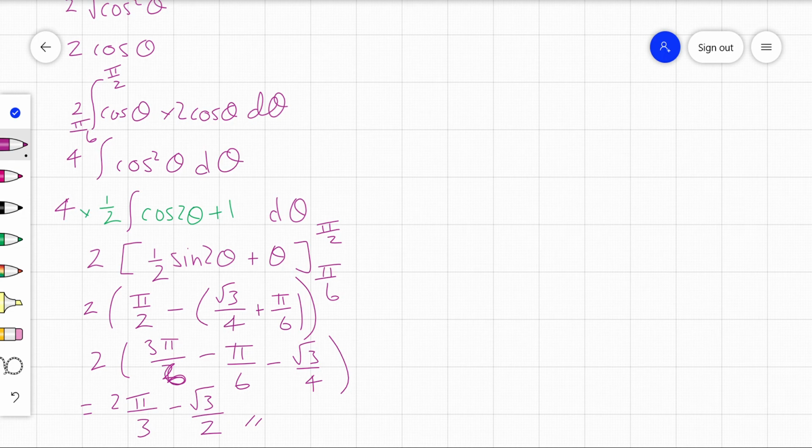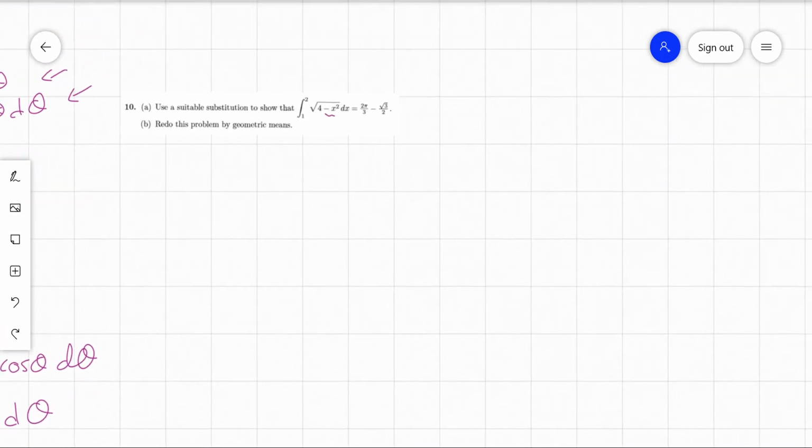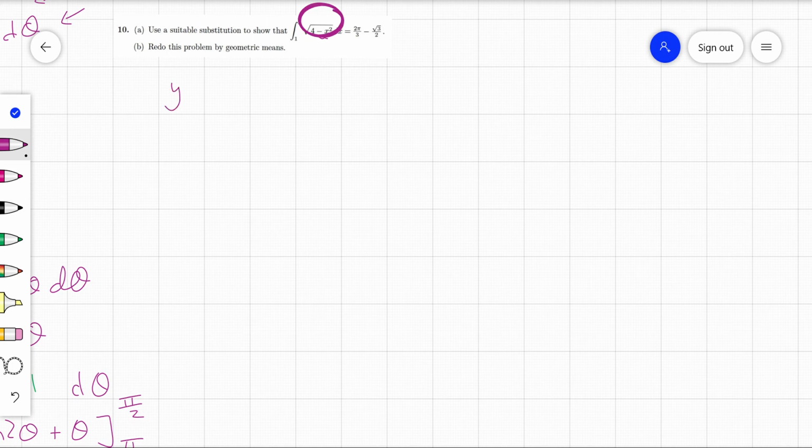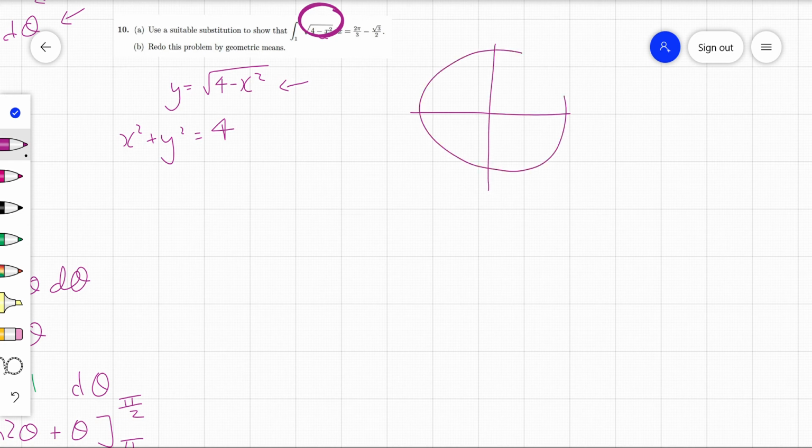We can also use geometry to do this. So if we look at the actual function here, we've got y equals square root of 4 minus x squared. And if I square both sides and put the x squared on this side, I've got x squared plus y squared equals 4. So looking at this, this is a semicircle, so it's only where y is positive. But not only that, if I have a look at what it would look like, very bad circle. So let's say this circle has radius 2 here.